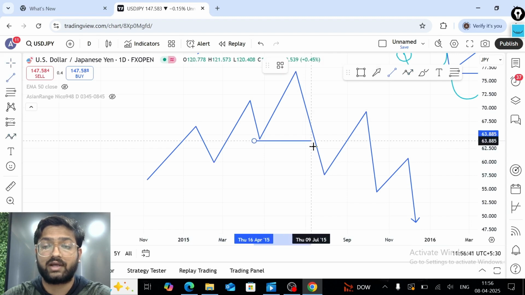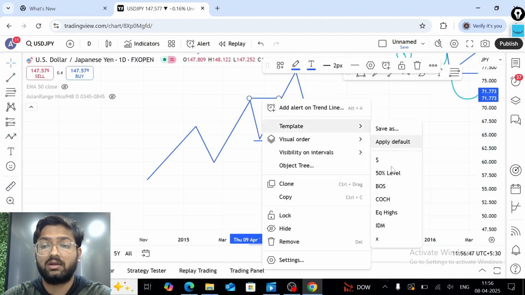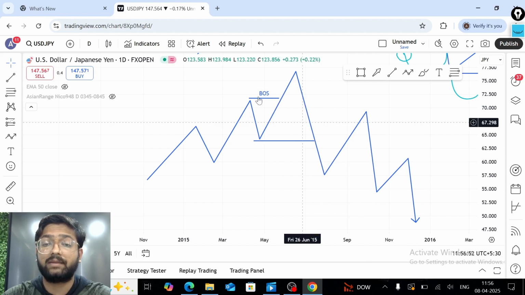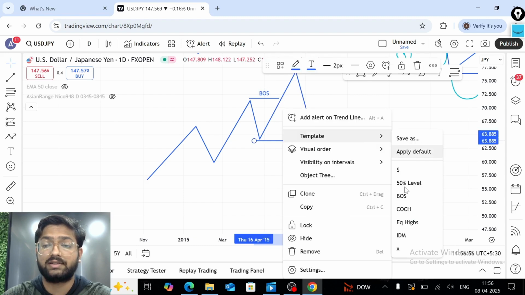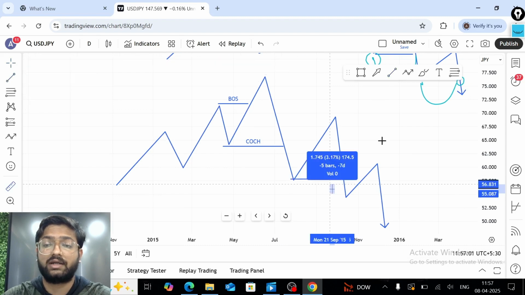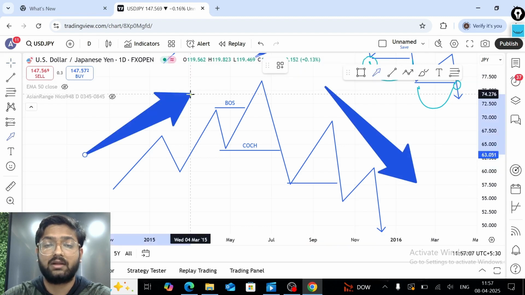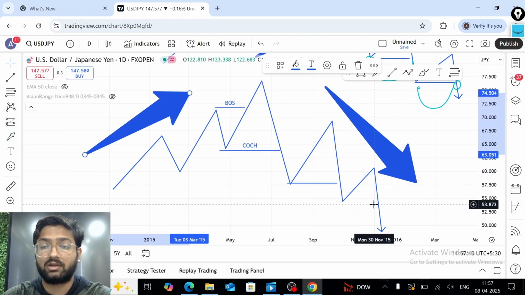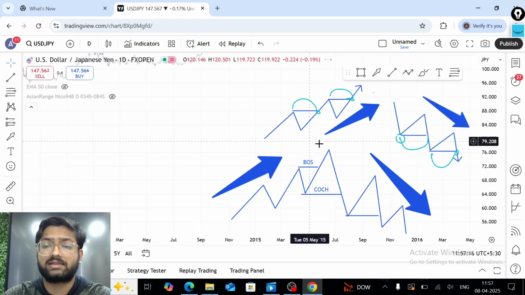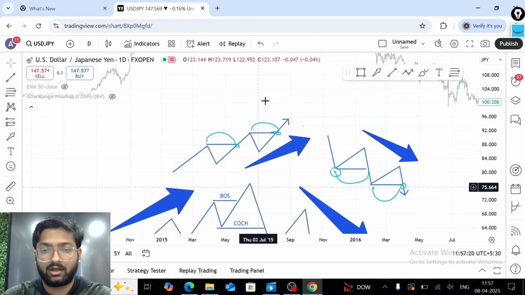See, this is a change of character. Why? Because we have a break of structure over here, and the swing low of that break of structure is broken, and hence we can consider this as a change of character, and again we can accept a break of structure on the downside and say that the market is in the downtrend. Here the market was in uptrend, and because of the change of character we got a shift in the market direction. So this is a very simple way to understand what is a break of structure and the change of character. Okay, so now let's understand on the charts.